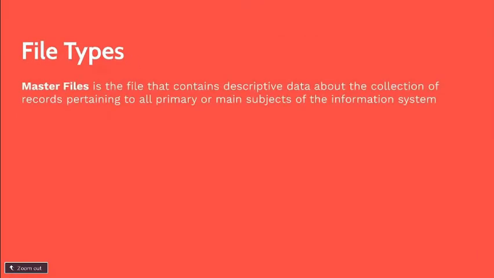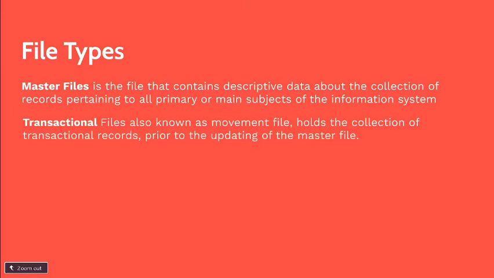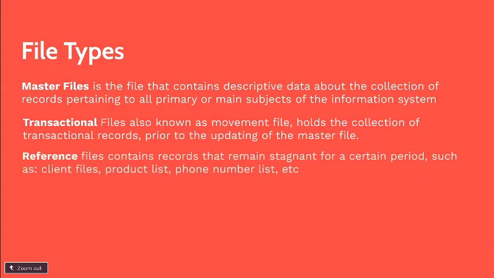There are several types of files. The file that contains descriptive data about the collection of records pertaining to all primary or main subjects of the information system is called the master file. It also holds the summative information such as periodic total sales and amount due. The transactional file, also known as movement file, holds the collection of transactional records prior to the updating of the master file. The reference file contains records that remain stagnant for a certain period, such as client files, product list, phone numbers, and others. These files do not need to be accessed regularly but must be available in times that the user needs it.